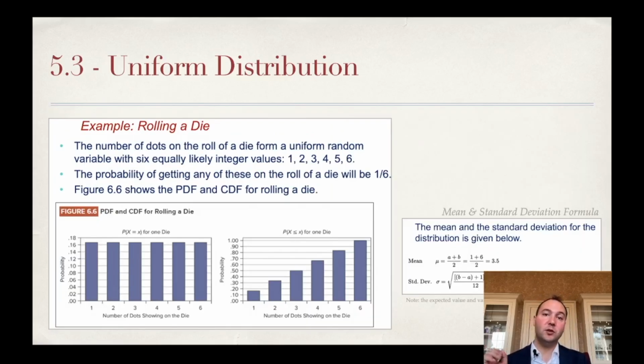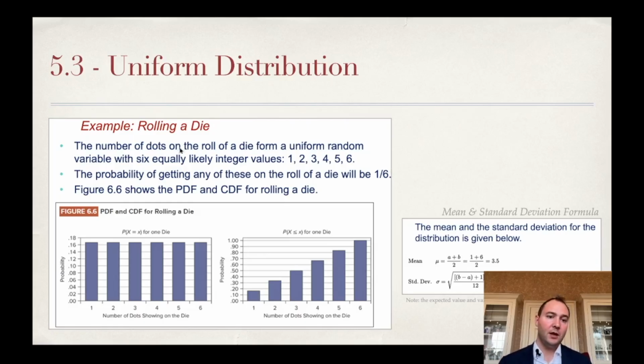An example of the uniform distribution is rolling a die, as we described earlier. Every number between 1 and 6 is equally likely when you roll a die, right? The probability of getting any of these on a roll of a die will be 1 of 6 because there are 6 possibilities and we're going to roll only one of those 6 possibilities. So quite simply, it's 1 of 6.